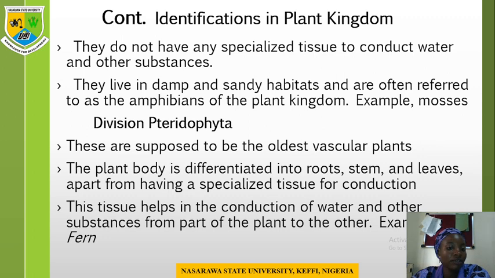We also have division Pteridophyta. These are supposed to be the oldest vascular plants. The plant body is differentiated into roots, stem, and leaves, apart from having a specialized tissue for conduction. The tissue helps in the conduction of water and other substances from parts of the plant to the other. And a good example of Pteridophyta is fern.